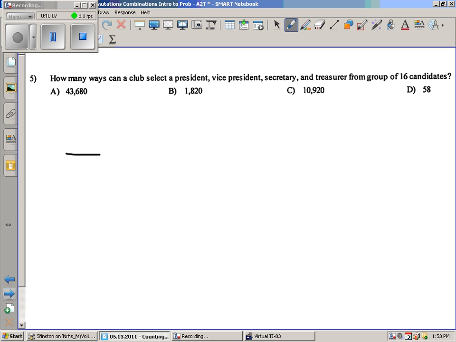Here's what we really got. It's no different than what we first started. President, VP, secretary, treasurer. Obviously, you pick somebody. They can't be in two positions. So, how many choices we got for a president? How many for a vice president? You guys are amazing.